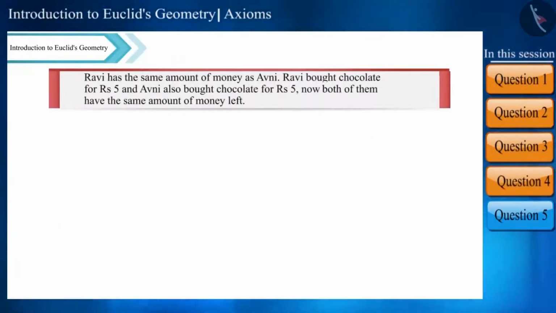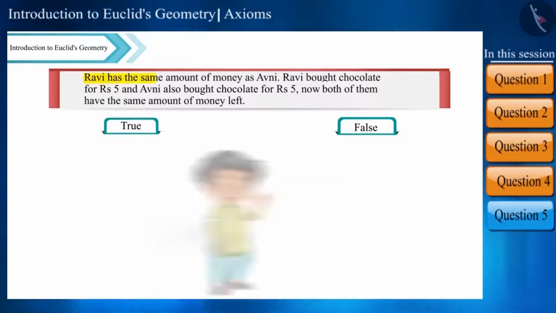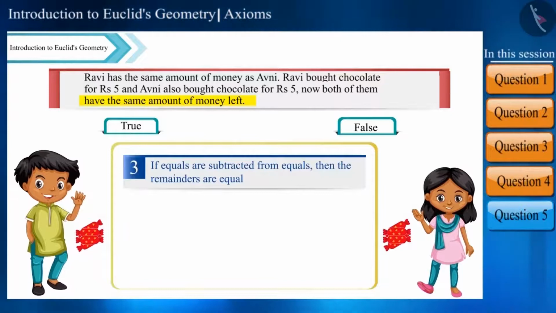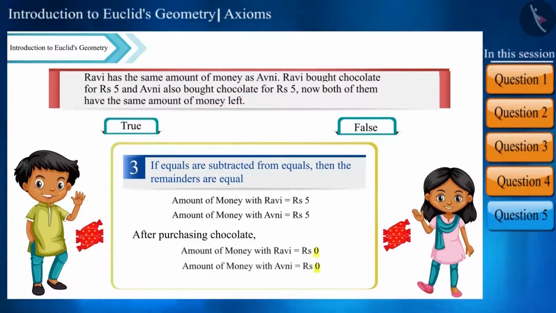Is this statement true? Read the statement carefully. Ravi has the same amount of money as Avni. Ravi bought chocolate for rupees 5 and Avni also bought chocolate for rupees 5. Now both of them have the same amount of money left. Euclid's third axiom says that if equals are subtracted from equals, then the remainders are equal. Ravi and Avni had an equal amount of money. They spent an equal amount of money. Then surely the remaining amount of money left with them will also be equal. Therefore, this statement is true.